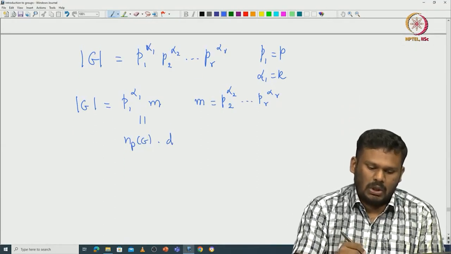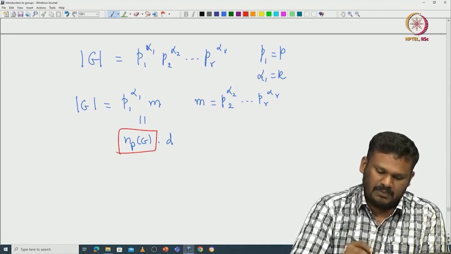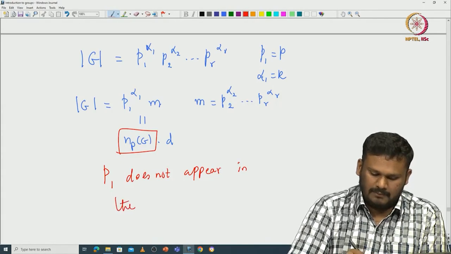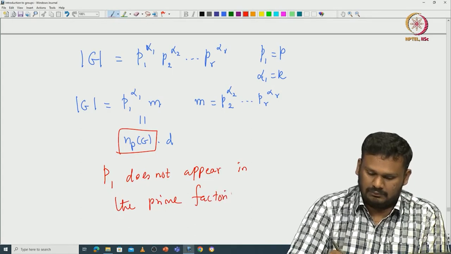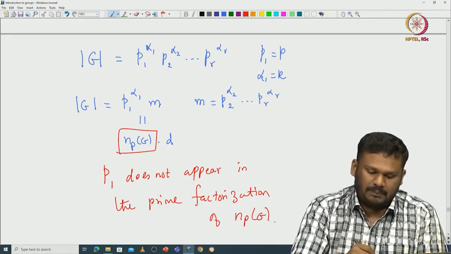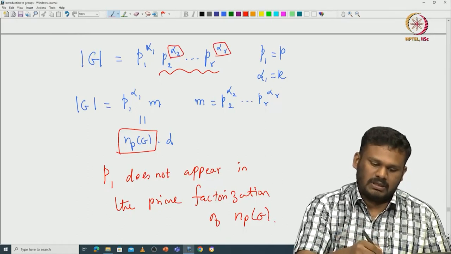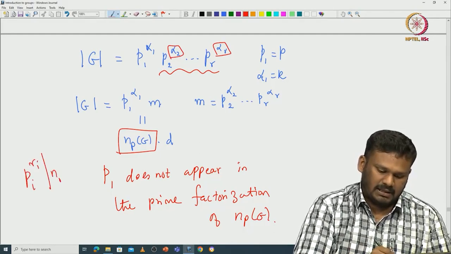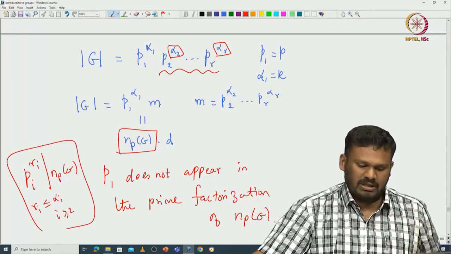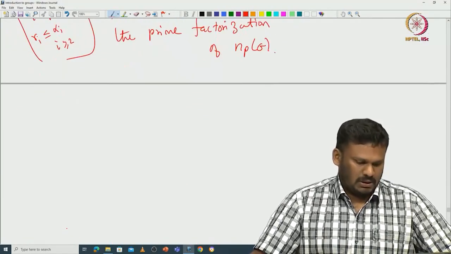And note that this P1 doesn't appear in the prime factorization of NP of G. So whatever primes appear in NP of G have to come from M, and all the exponents are there for these primes. If Pi power Ri divides NP of G, then this Ri has to be less than or equal to alpha i, for i greater than or equal to 2. So that tells you that NP of G must divide M. And not only this, NP of G must be congruent to 1 modulo P. That is also there. So let's see how one can prove this.